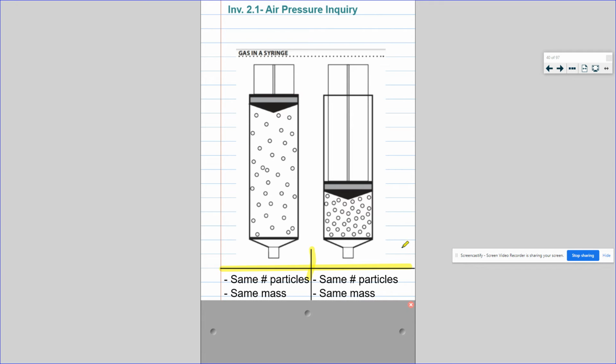Since the number of particles is the same, the mass would also be the same because the mass is coming from those particles. And remember, this is gas particles, so they do not stick together. They have space in between them. So they both have the same mass. So far those 2 things are the same, but now let's get into their differences. As far as the volume goes, the volume is how much space they have inside the syringe. Now you can definitely see that the first picture has a larger volume, and the second picture has a smaller volume.